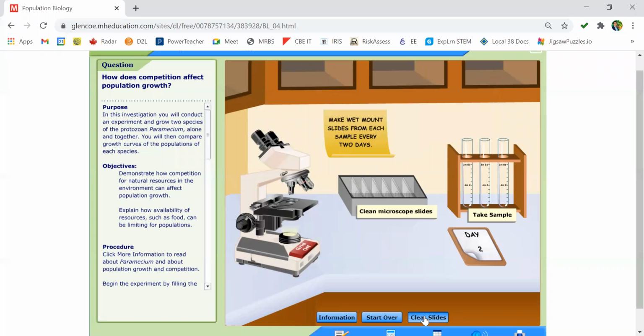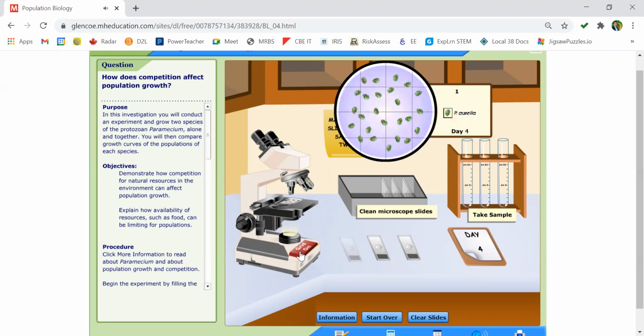We now clear the slides, advance by 2 days, and take the samples again. Here is the culture of Paramecium aurelia when grown alone. Pause the video to count the number of Paramecium aurelia cells per milliliter. Now we see the Paramecium caudatum. Again, pause the video to count the number of Paramecium caudatum cells per milliliter.